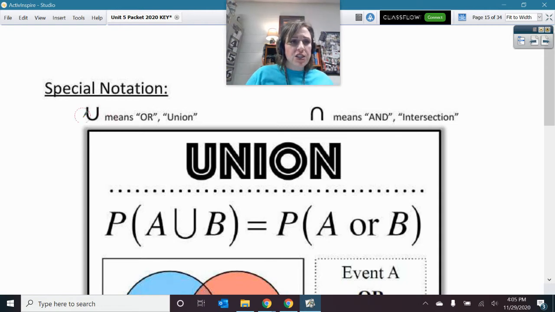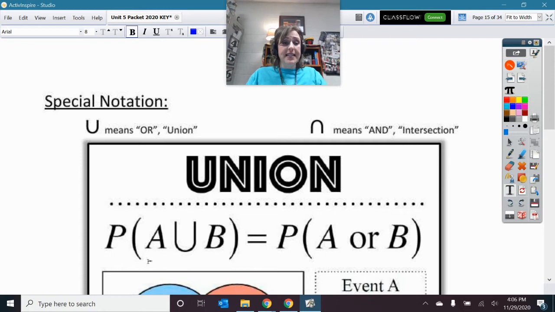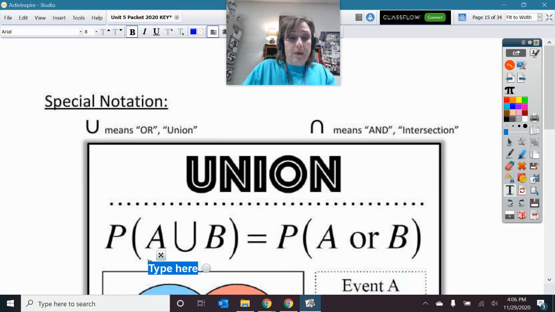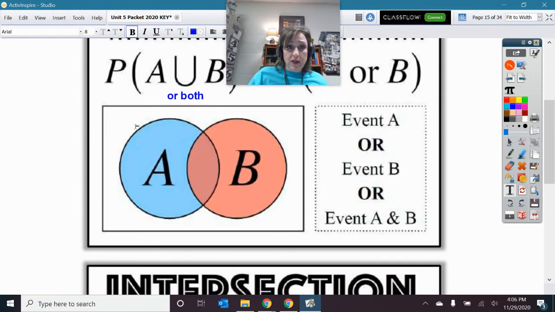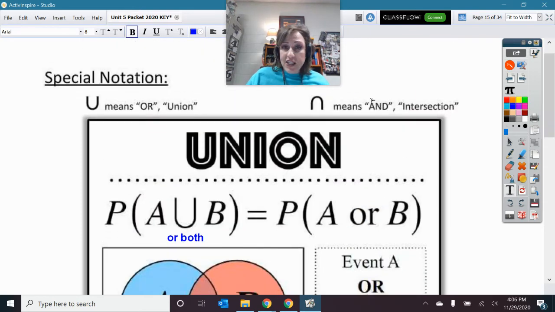Okay. So we have this U, that's a union. That means the or. So probability of A or B or both. That's one thing that people just do not get: when it says A or B, it's not only taco tongue and only evil eyebrow, it's or both. This or that or both. So that would be all of this area here that is shaded, A or B or both A and B.